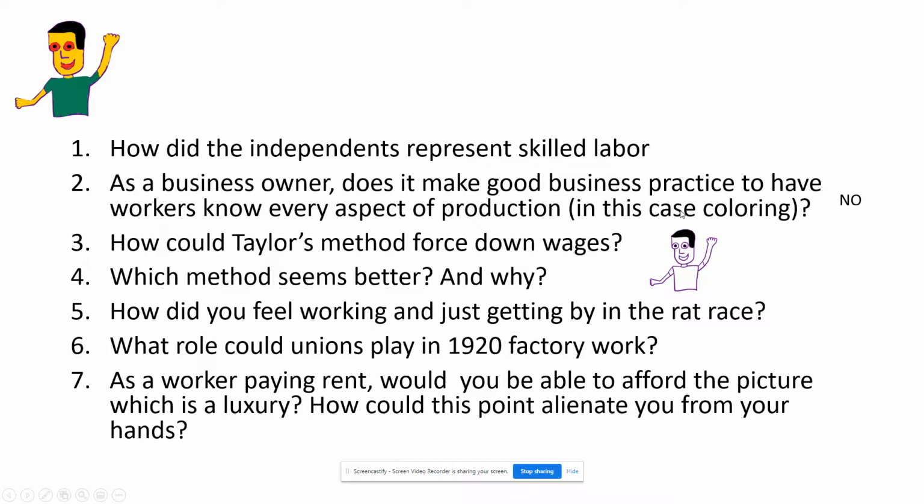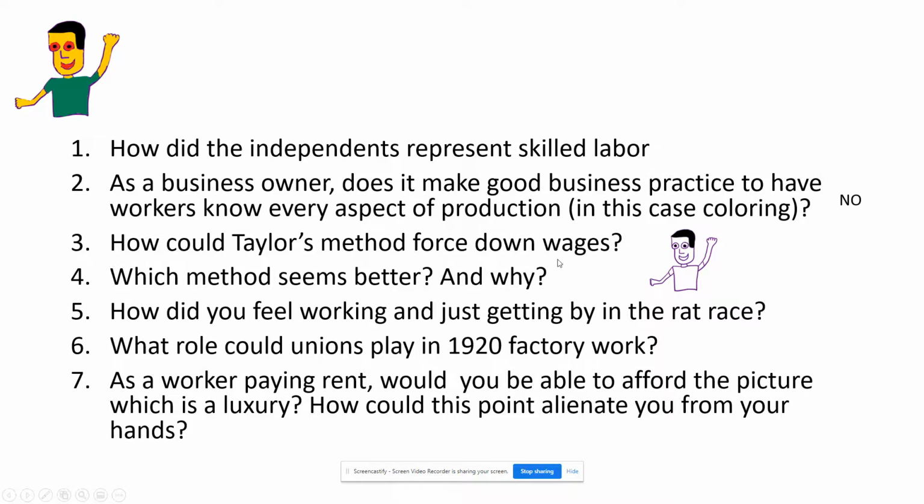So as a business owner, does it make good business practice to have workers know every aspect of production? I would say no, because they could become your competitor. I would also say no, because at that point, you might have to pay them more. I mean, think about that question. If I was paying you just to color this head every day, how much should I pay you? To me, that would be the minimum pay that I can get away with. However, if I'm paying you to do all colors, now that's going to be different. That's going to require a little additional skill.